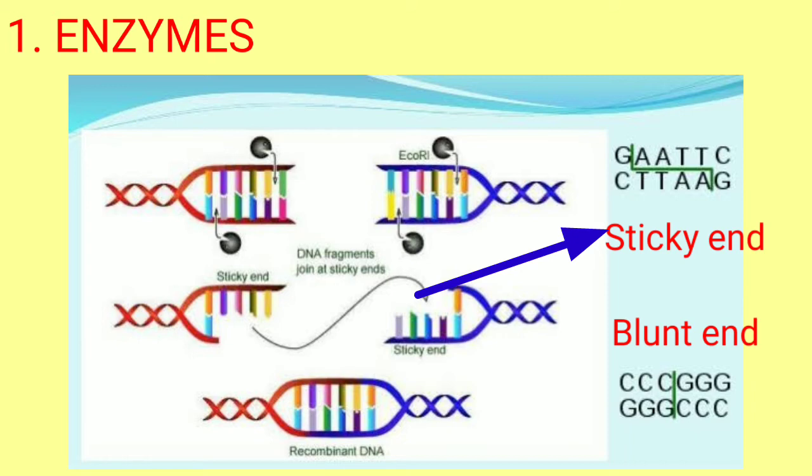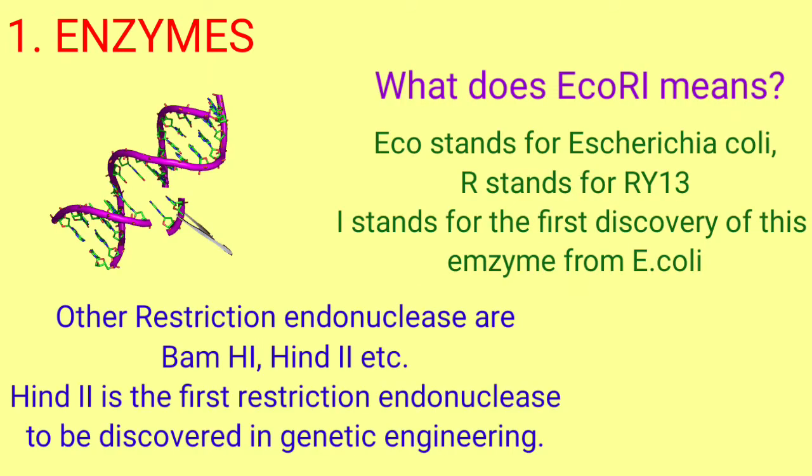Now let's come to some types of restriction endonuclease. As I have already mentioned one name, that is EcoRI, that is a restriction endonuclease enzyme that recognizes the site GAATTC from a DNA duplex. Now here, what does this EcoRI mean? This sometimes comes in the exam: expand the term EcoRI. So it has a meaning.